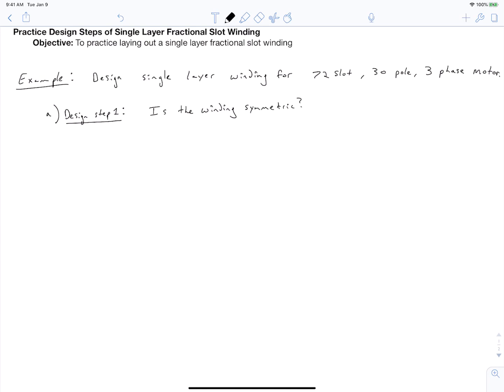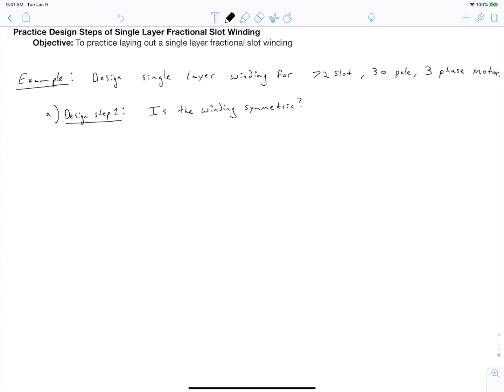The objective of this video is to practice laying out a single layer fractional slot winding. In a previous video, we came up with a set of design steps that we follow to lay out a fractional slot single layer winding. And in this video, we are now going to practice using those design steps on this example.